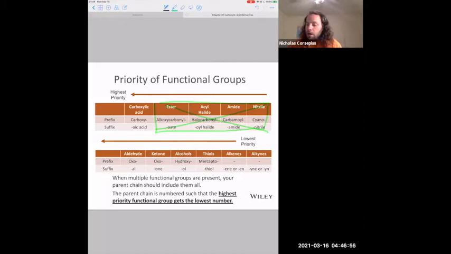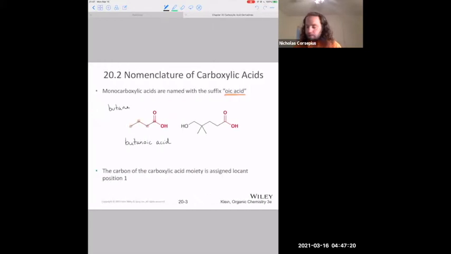When we started the semester, we were over here at alcohols, and then we added some more functional groups. Carboxylic acids are the highest priority functional group we're going to learn about in this course, which makes the alcohol a lower priority group. So instead of referring to that alcohol group with the "ol" suffix, we're going to use the hydroxy prefix. Okay, so let's go back to this example here.